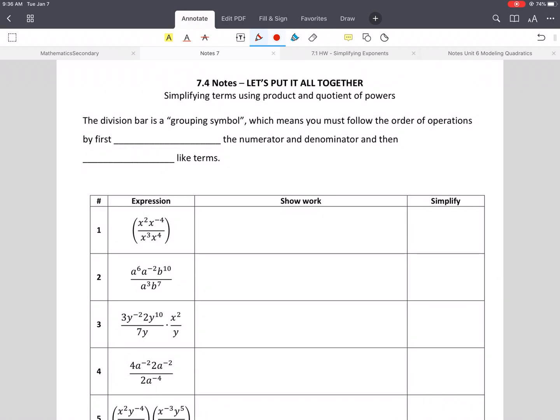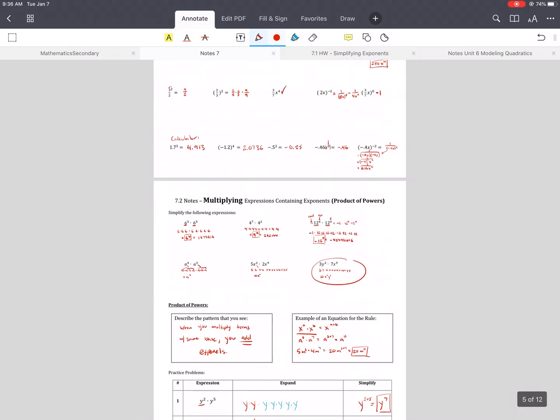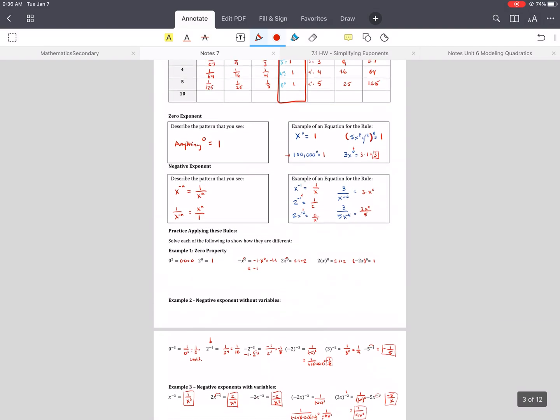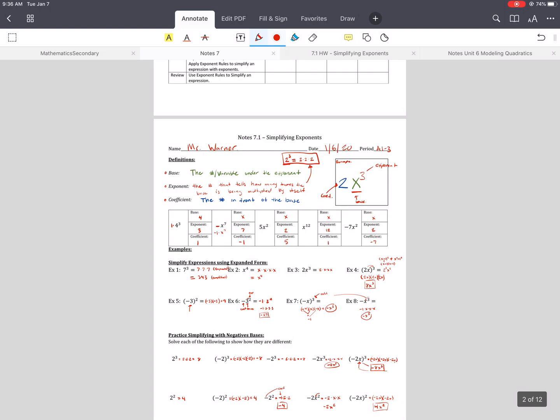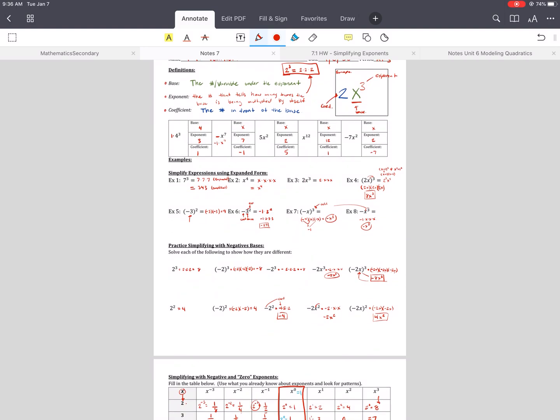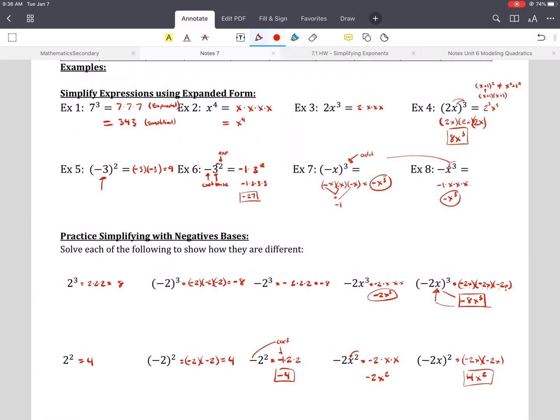Right, welcome. So here we're at 7.4. We're bringing everything together. So we've learned, let me go to some of these. So we started with simplifying exponents. Here we learned about what the base is, what an exponent is, what a coefficient is. Then we learned that we can simplify things by expanding expressions.